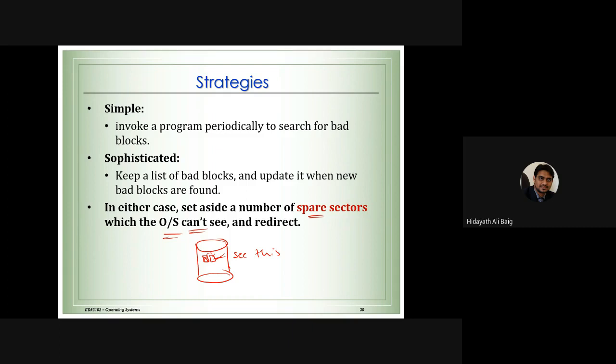We need to set aside some spare sectors. What is the use of that? When we find any bad block, we are going to shift the data or try to recover from that damage by using the spare sector. Same way, when we get a car puncture, we use the spare tire if needed. So that is the concept of bad blocks. How do we handle the bad blocks?